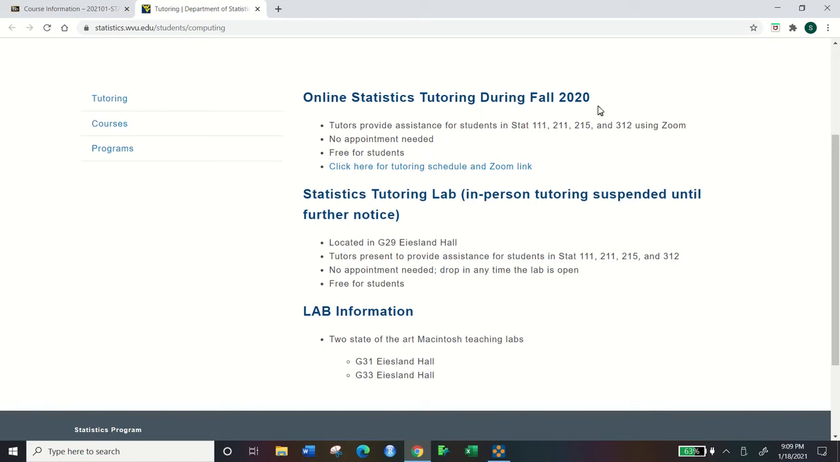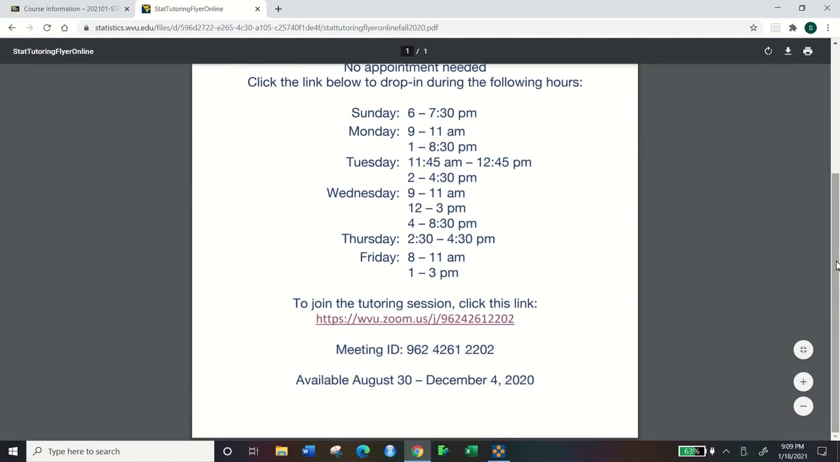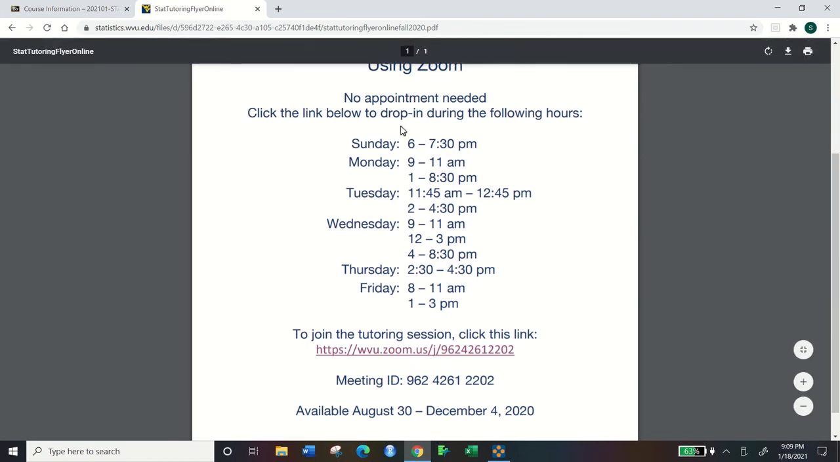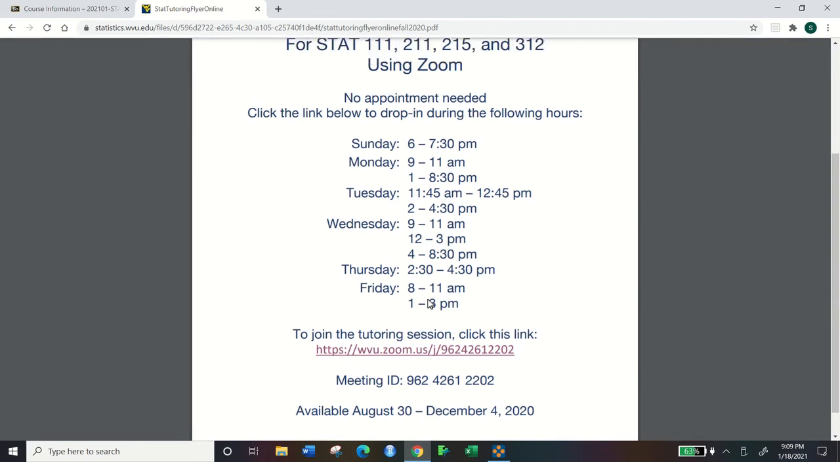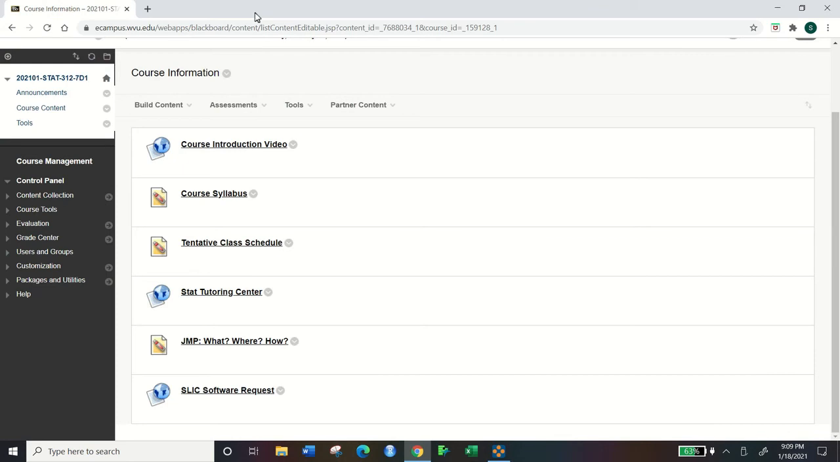As far as tutoring goes, this class is under the approved courses for the tutors. You do not need an appointment. It is free and it is conducted over Zoom. Assuming that it operates like it did last semester, the tutoring was available 6 days a week with all the days except for Saturday, and you just need to log on anytime you need assistance, provided that they're available.